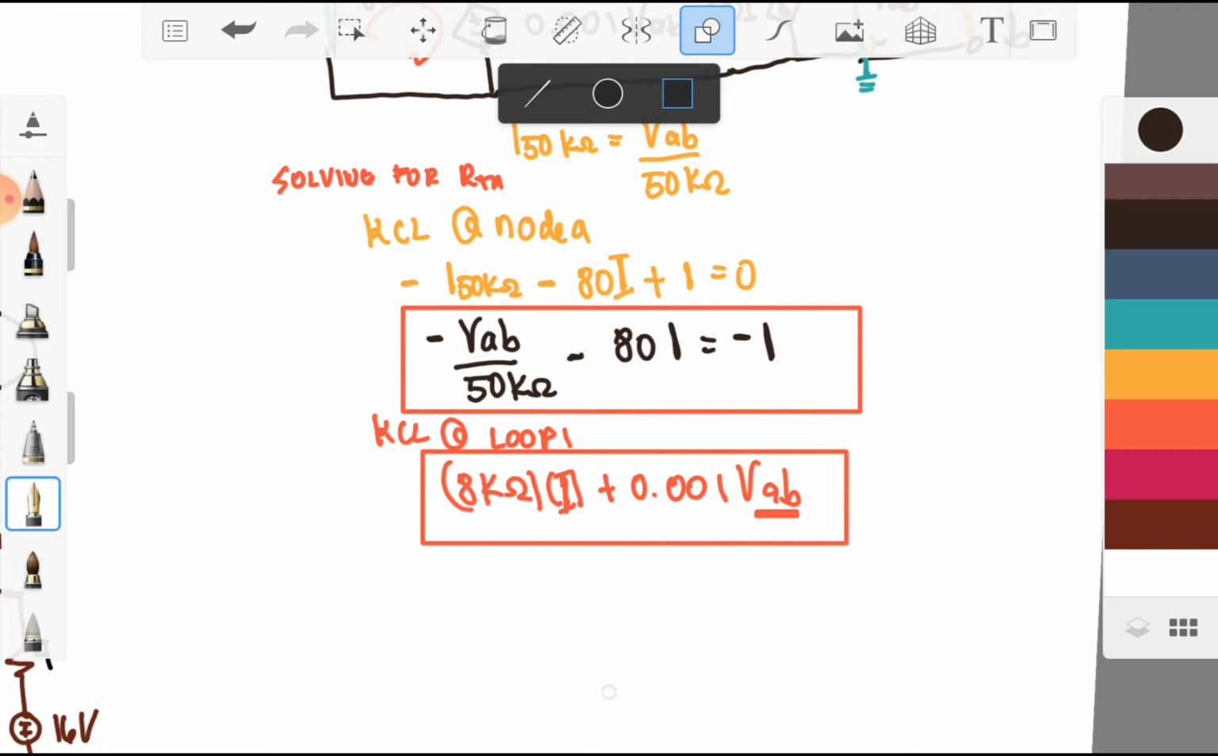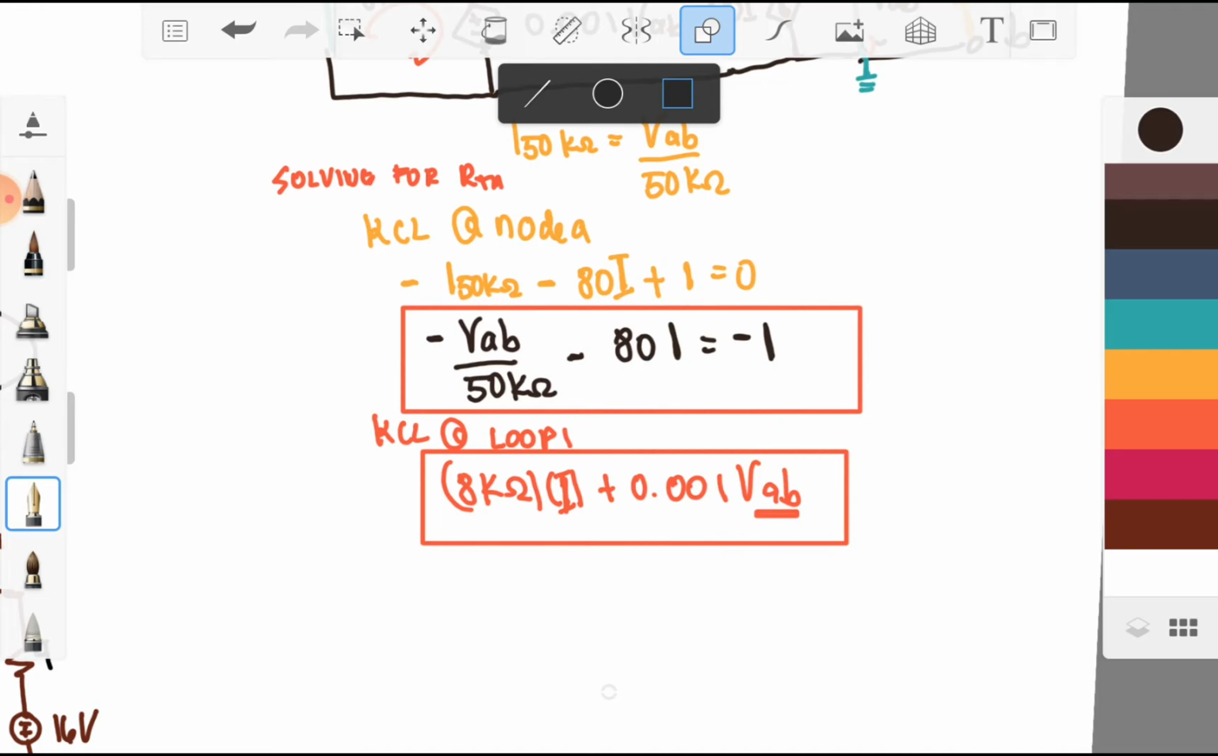So, let's start. So, 5, 1. Both 5, 1. So, we have negative 1 all over 50 times 10 raised to 3. So, close and open parenthesis. Negative 80 equals negative 1. Then, at the second column, so we have 0.001 VAB and then 8 times 10 raised to 3 I1 equals 0.